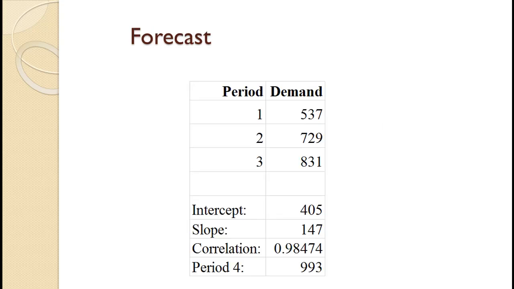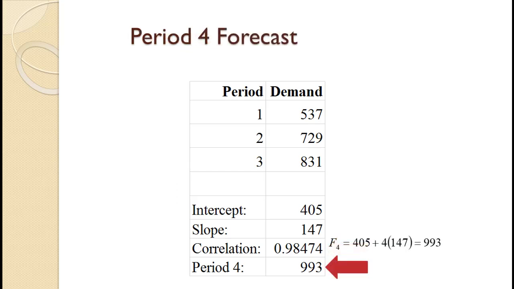Step 5 is to forecast period 4 using the 3 annual totals and simple regression. That gives us an intercept of 405, a slope of 147, and a correlation coefficient of 0.98474. Plugging a 4 into the resulting regression equation gives a forecast for period 4 of 993.